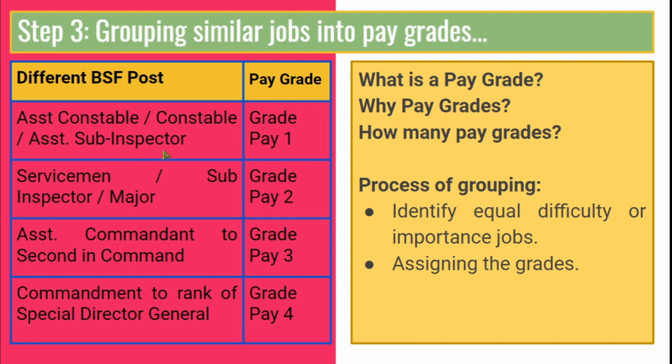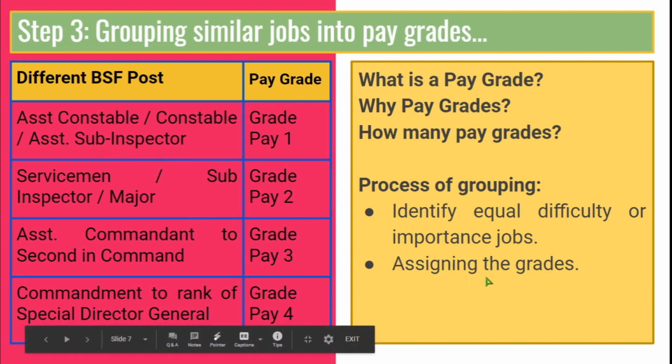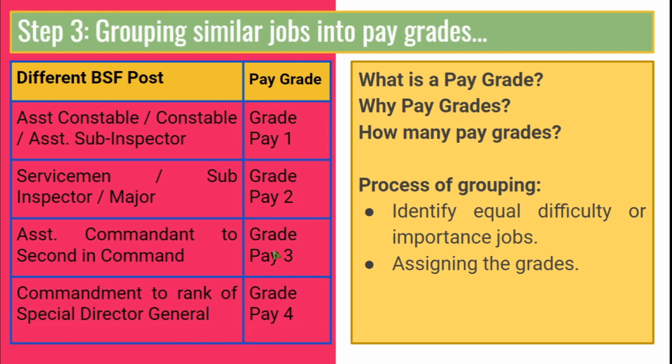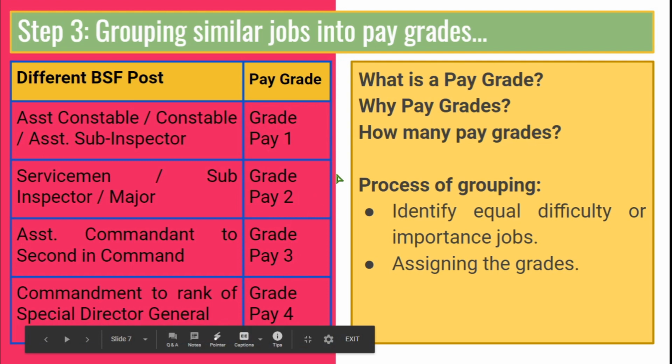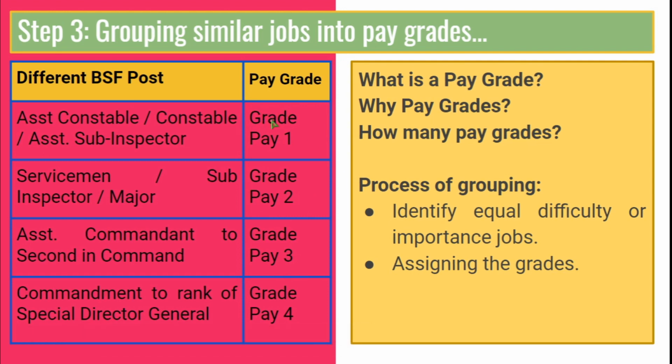Now comes up the second stage of the process, that is to assign grades. Here you can see 4 categories are given different grades, that is grade pay 1, 2, 3 and grade pay 4. Alright, all these pay grades hold different monetary values that we'll discuss in our coming steps.